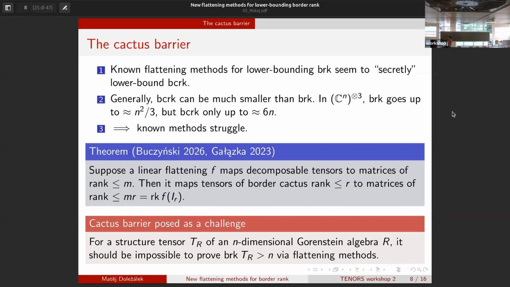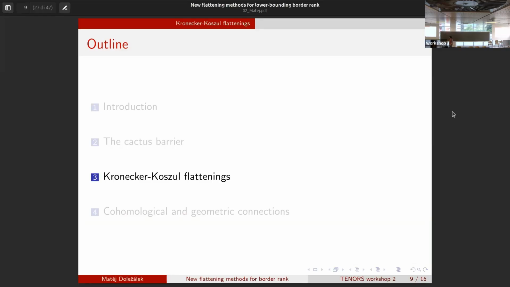Right. And there are these two conspicuous words, linear and flattening. If you remember one thing from this talk, I would like you to remember that flattening is not the source of the barrier. The linearity is the source of the barrier. So if we go to higher degree flattenings, we can break it. So let me explain the construction that we will use.